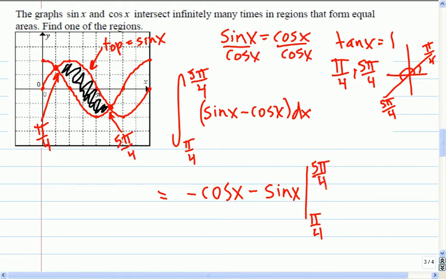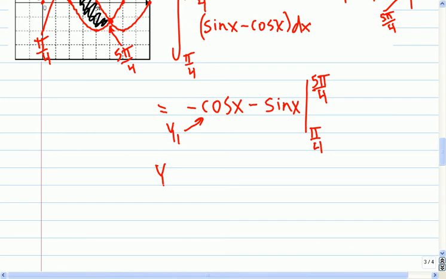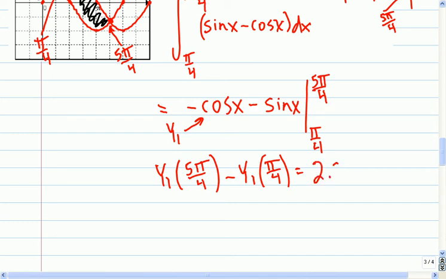Okay, so we'll use the calculator again. And again, I made this equal to y1 in my TI-83, and I've got y1 of 5 pi over 4 minus y1 of pi over 4, and I end up with 2.84. That's just terrible. Let me fix that. 2.84.